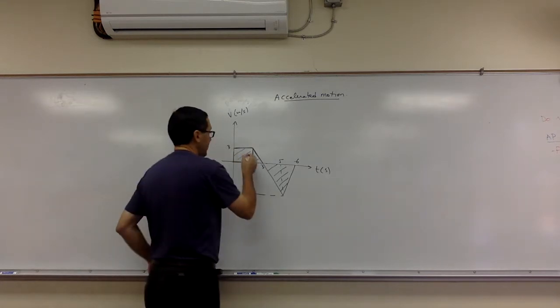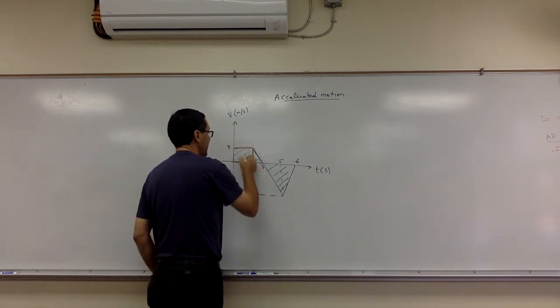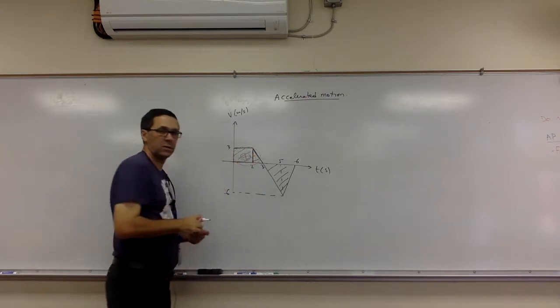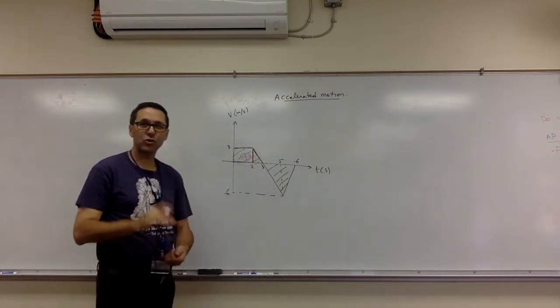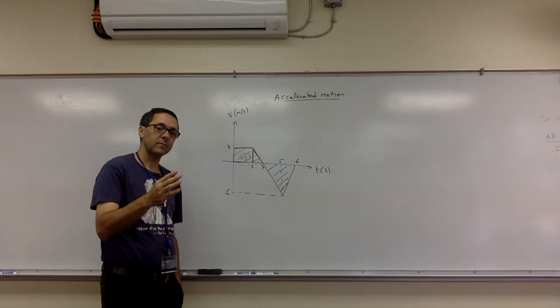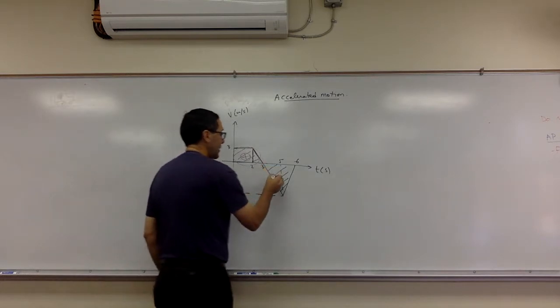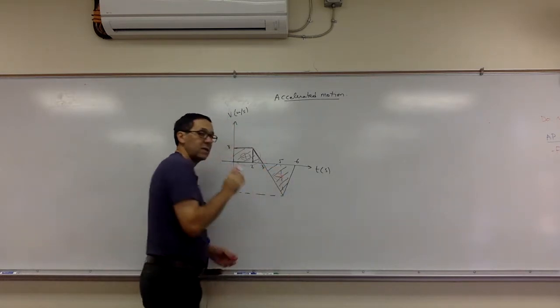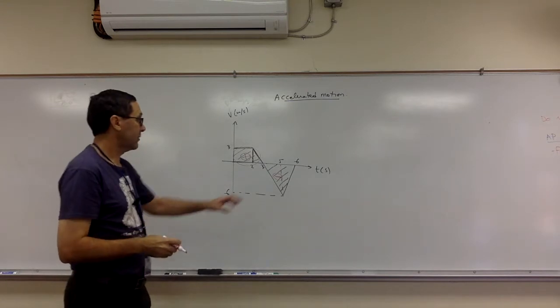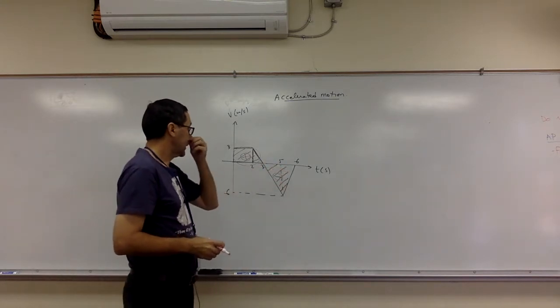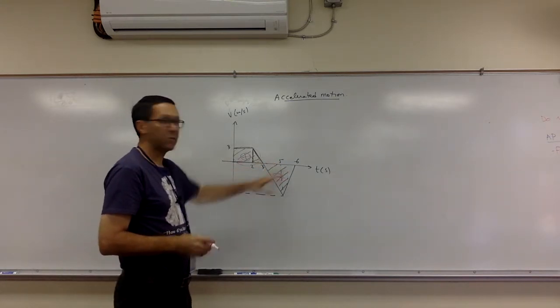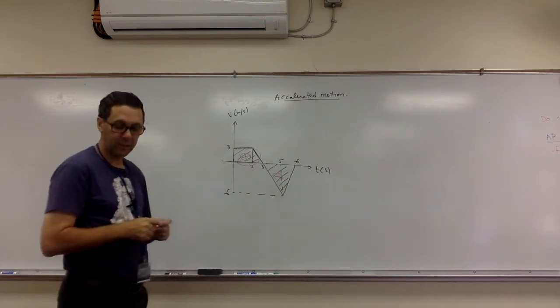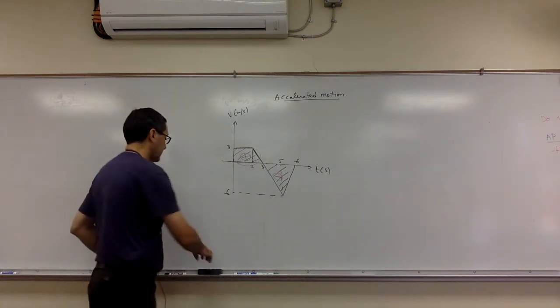This area here, after you find it, for this whole part, is going to be positive. And the reason for that is because between 0 and 3 seconds, you're traveling in the positive direction. The area down here, and again, this is in a VT graph, is going to be negative because in this part of the graph, you're traveling in the negative direction.